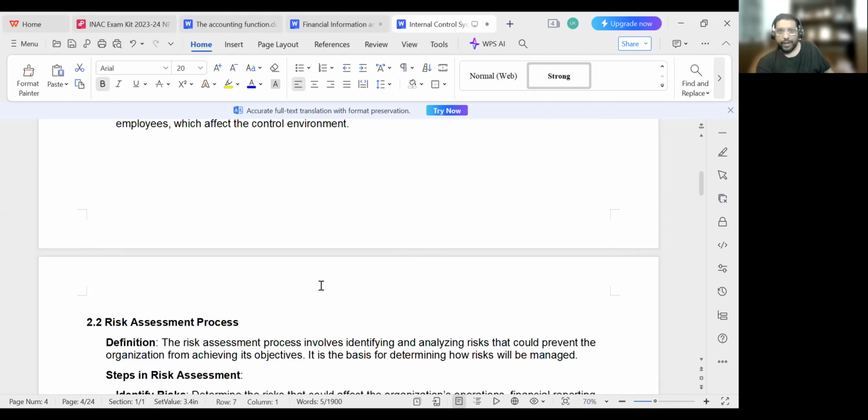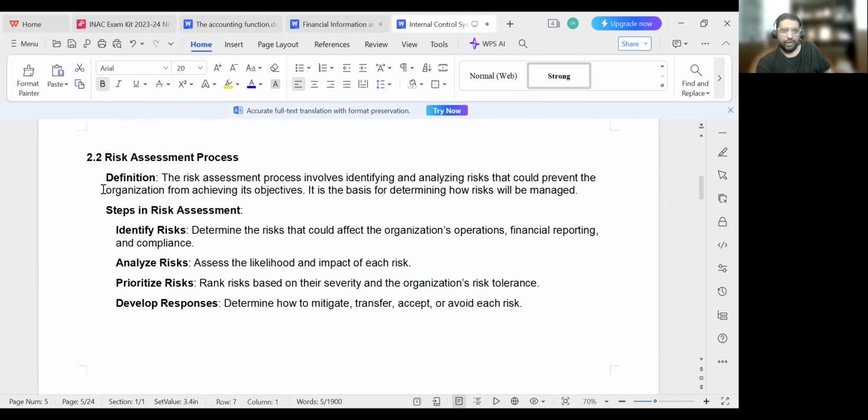Okay. All right. Let's keep it till here. So tomorrow we are going to start from 2.2 risk assessment process. Okay. I'm going to send you guys these notes. Just give me a second.